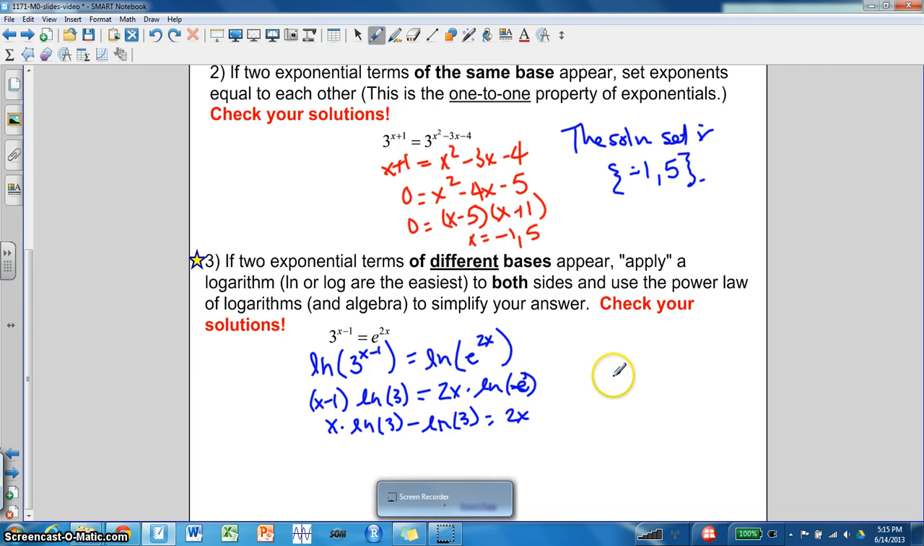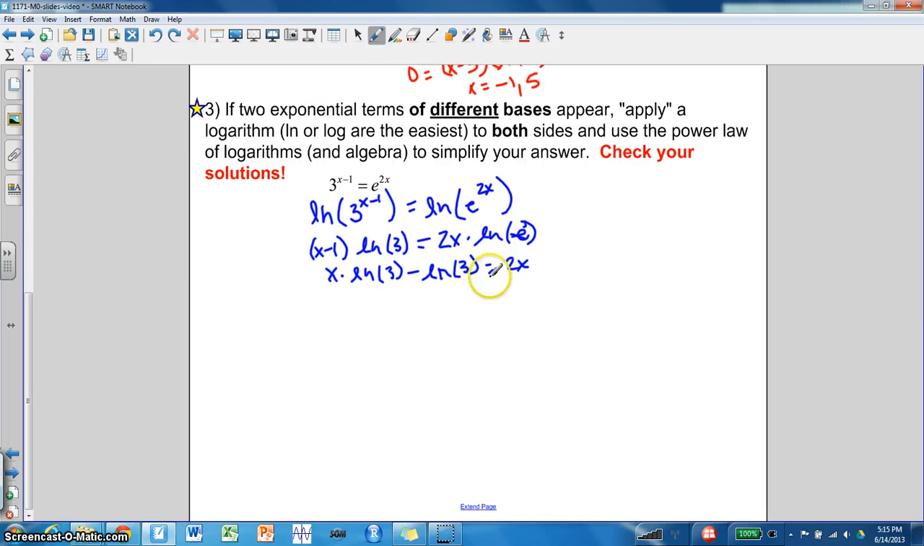Okay. Now to solve this, we have to think, well, okay, I have x's on both sides. Typically when I solve an equation, I want all the x's on one side. So that's exactly what I'm going to do. I'm going to get everything that's x to one side and everything that's not x to the other side. So doing that, I get x ln 3 minus 2x is equal to natural log of 3. Okay? And at this point, I have an x in both terms. I can factor it out. x times (natural log of 3 minus 2) is equal to natural log of 3.